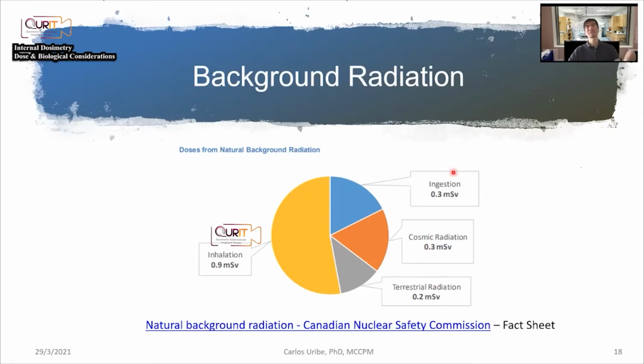Ingestion, so for example, the typical example is when you eat a banana, and banana has potassium, and there are some isotopes of potassium that are radioactive, you just end up eating some radioactivity. The cosmic radiation is radiation coming from the sun and from space that might end up reaching us. That can contribute a little bit. Again, terrestrial radiation, there might be rocks or something in our surroundings that can contribute to some radiation.